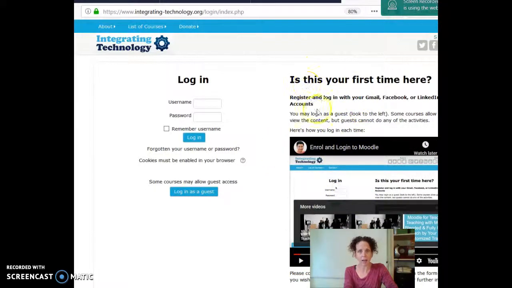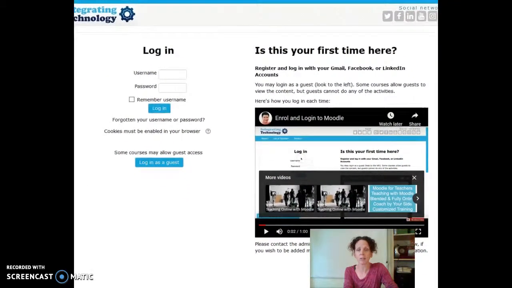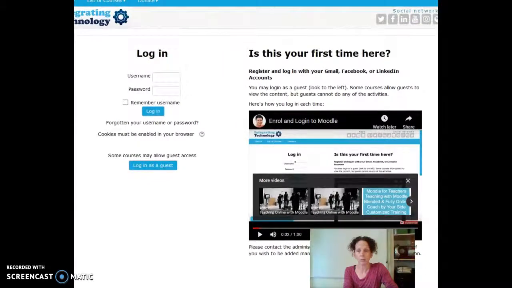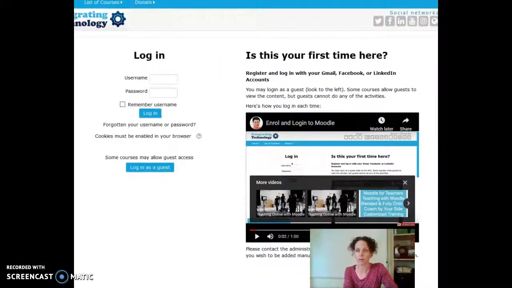This is the side of the screen you want to look at. Do not look at any of this side of the screen. I don't know why it's there, but there must be a reason that Integrated Technologies cannot get rid of that side of the screen. Probably a Moodle problem.